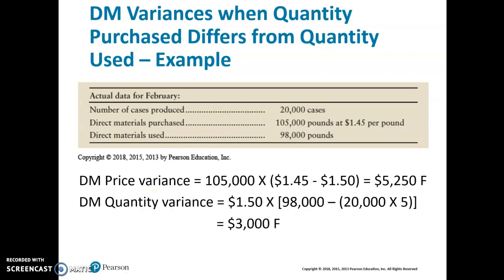Okay, now here's an example when the quantity purchased differs from the quantity used. Here's my price variance, 52.50. My quantity variance is 3,000 favorable. Notice how we've got the direct materials purchased, so this would be for price variance. Materials used would be for usage variance, usage or efficiency.